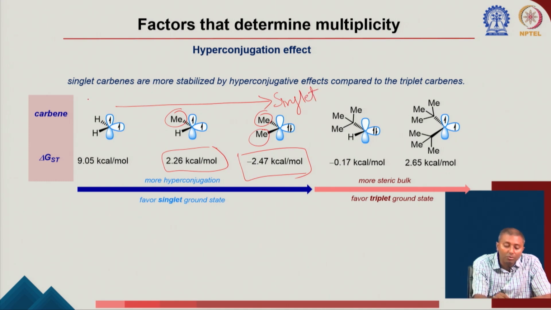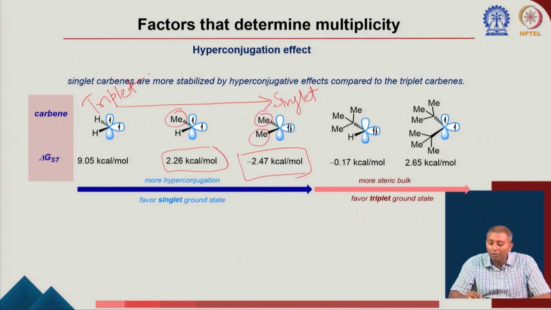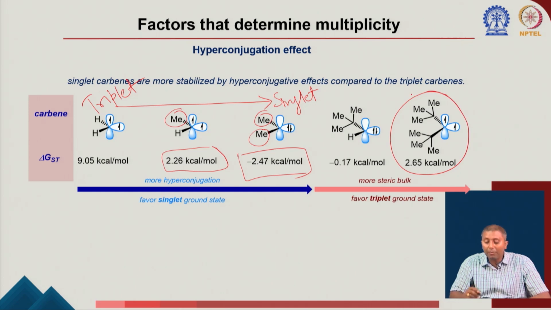From triplet it is going to singlet carbene. And now if you come to something like this type of scenario. Here, if you have this group like a 2 orbital group, then you can see the value is 2.65 kilocalorie. So that means in this case we are seeing this carbene as a triplet.